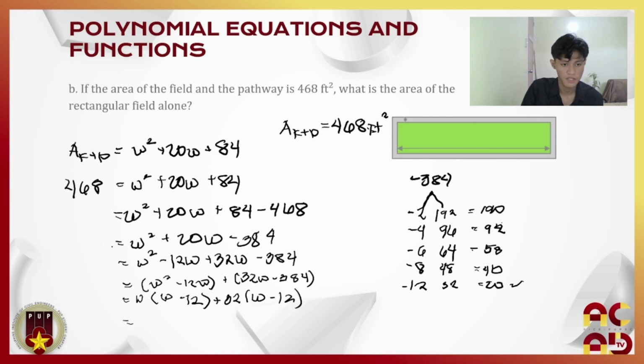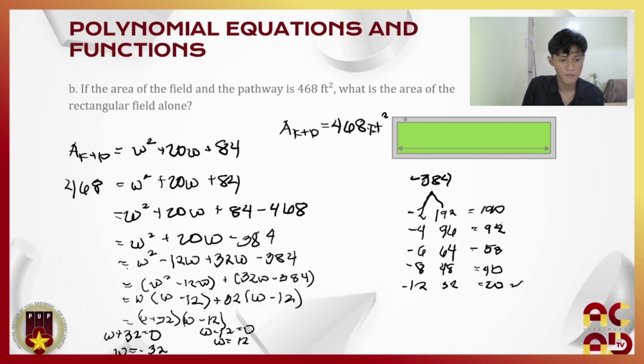And then copy w plus 32 and then w minus 12. And then equate natin siya sa 0 in order for us to find the value. So w plus 32 is equals to 0. Magiging w is equals to negative 32. So negative yung value niya. So tingnan natin dito sa isa. w minus 12 is equal to 0. So w is equals to 12.